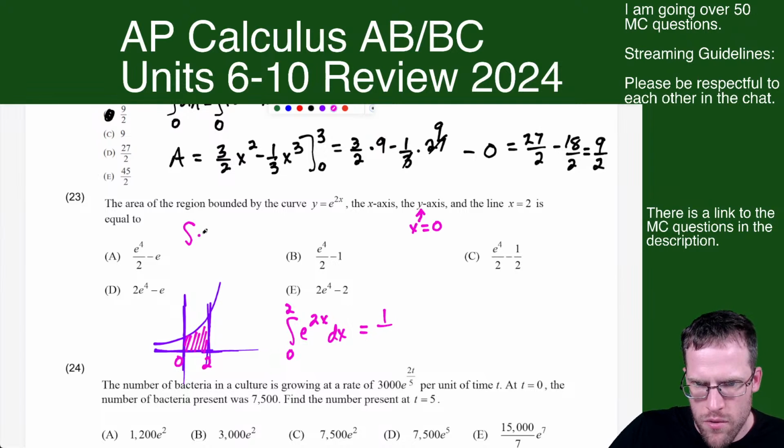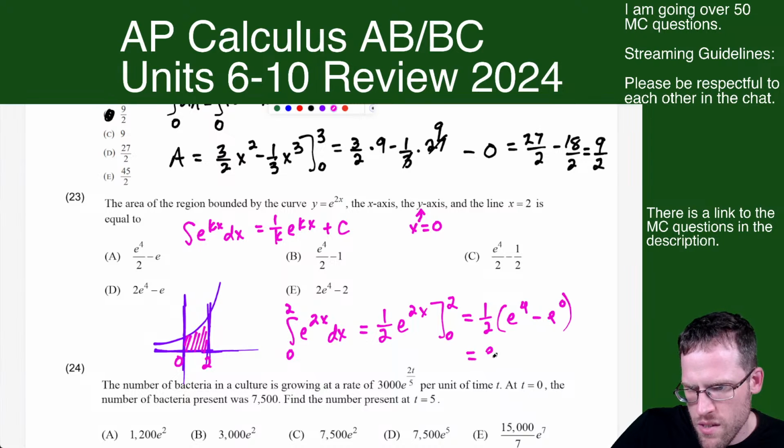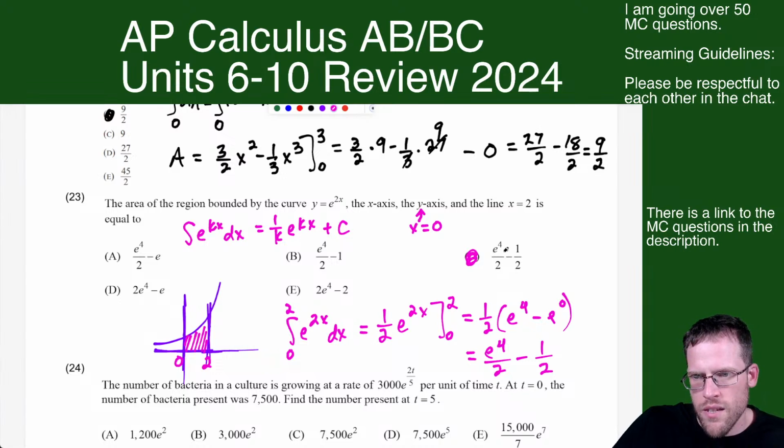This formula is good to know. The integral of e to the kx, where k is constant, is 1 over k e to the kx plus c. Okay, so this is 1/2 e to the 2x from 0 to 2. So this would be 1/2, and then e to the 2 times 2 is e to the 4, minus e to the 0. So this makes e to the 4 over 2, because I'm doing times 1/2, minus 1 over 2. I'm anticipating that this matches the answer here. Okay, so then we distribute that half.